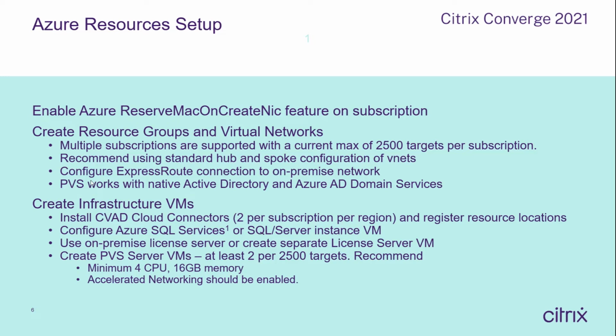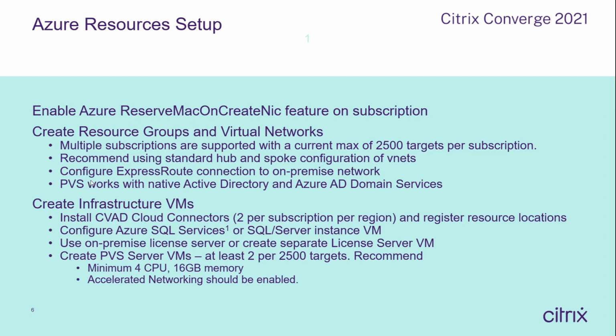This feature doesn't really make a lot of change. It just means that when a virtual NIC is created in Azure, Azure will allocate a MAC address for it at that time instead of the first time the VM boots. And this is needed for PVS because we need to know the MAC address in order to know what the target is and what it should be running.